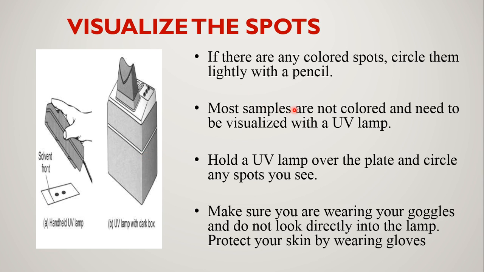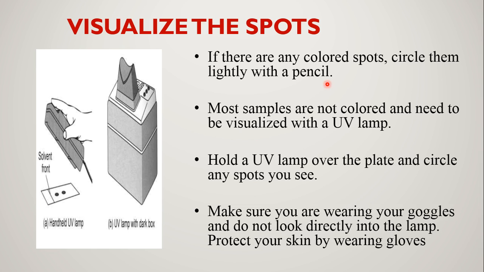Now the visualization of the spots. If there are any colored spots, circle them lightly with a pencil. What is said here is that if our sample components are colored, then we can observe these different sample component spots with our naked eyes.